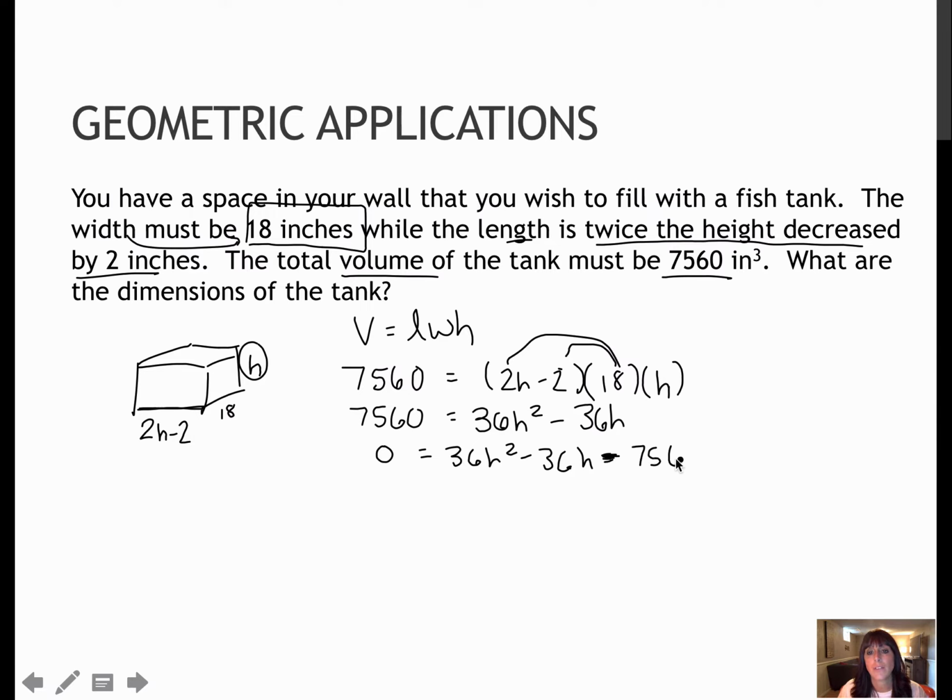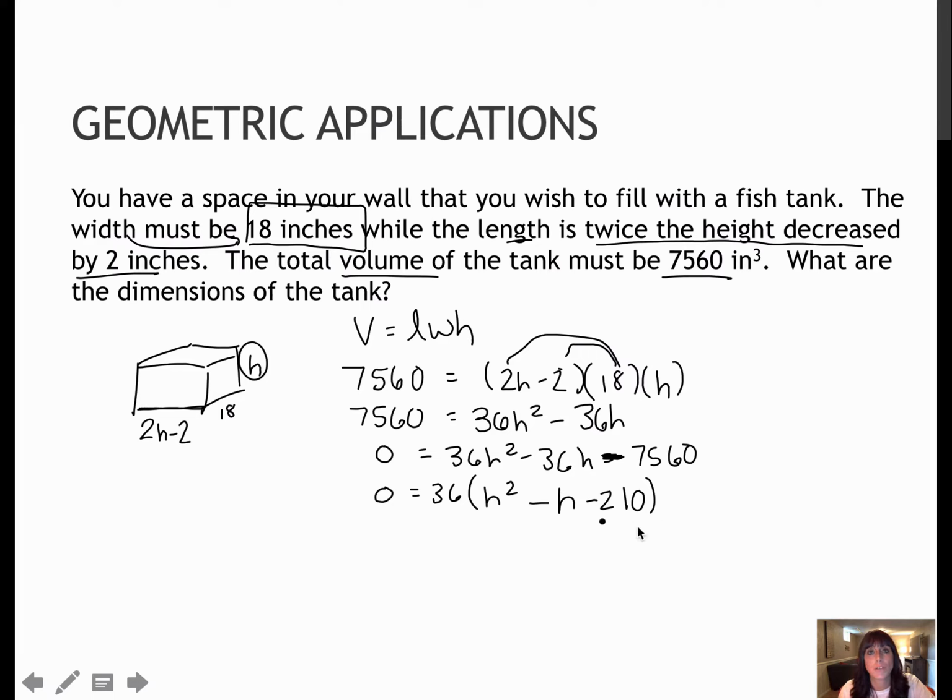I don't like the fact that I've got these very, very large numbers to deal with, because that will make it hard to factor and even hard to use the quadratic formula. So I'm going to factor a 36 out of everything, and that gives me h squared minus h minus 210 equal to 0. That makes it much easier.